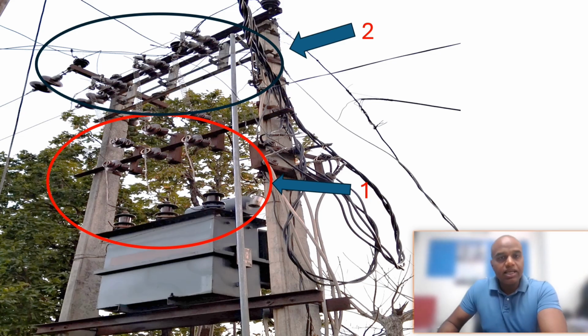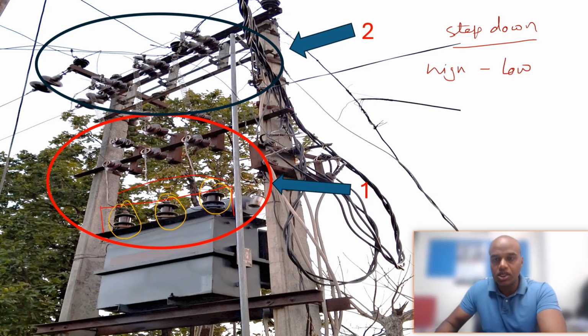Here this can easily be identified with the help of the bushings of the transformer. These are the bushings placed over here. Whenever we talk about the distribution transformer, it always provides a way to step down the voltage. So whenever we step down the voltage, a high voltage is converted into a low voltage level. Therefore, the bushings here have more cross-sectional area; they are larger in diameter.